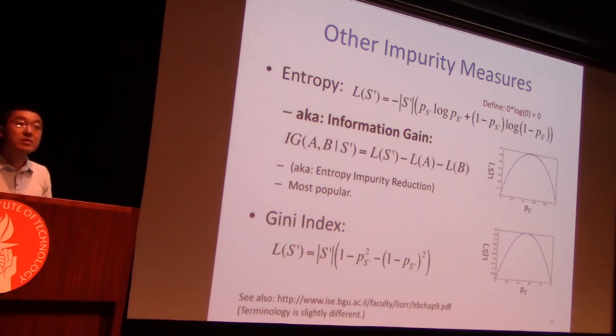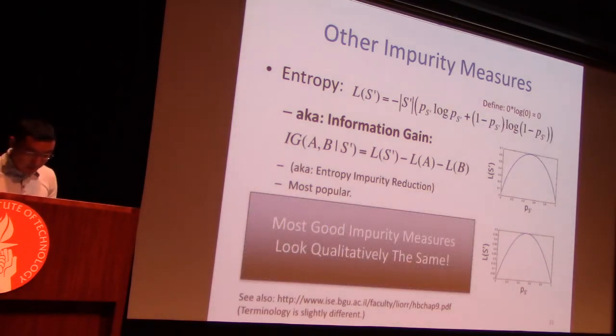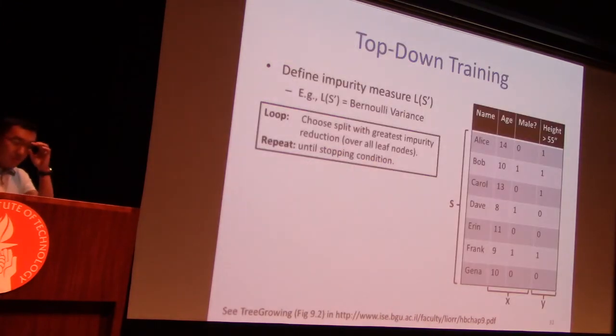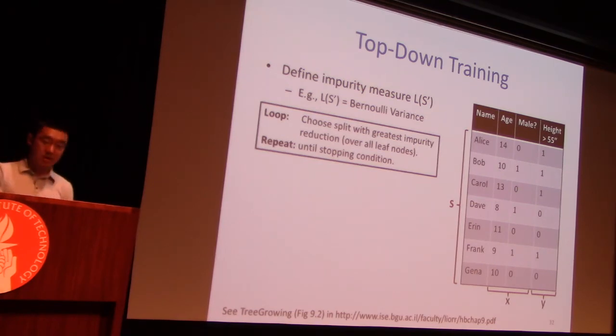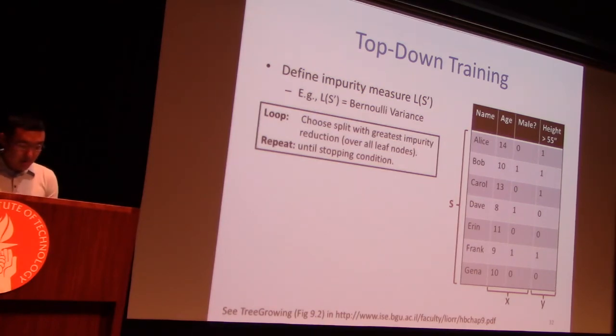Can you use this variance value to set the stopping criterion? Yeah, so I'm going to get to that in a couple of slides, I think. But let me just go through the whole top-down training procedure. So we have a definition of an impurity measure that's smooth, that we like, such as Bernoulli variance.